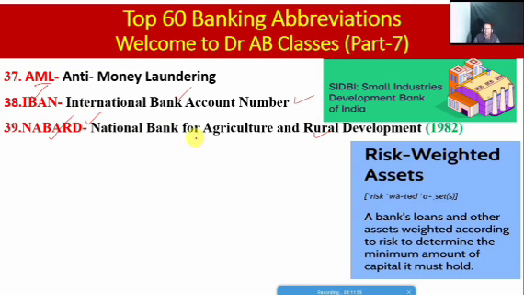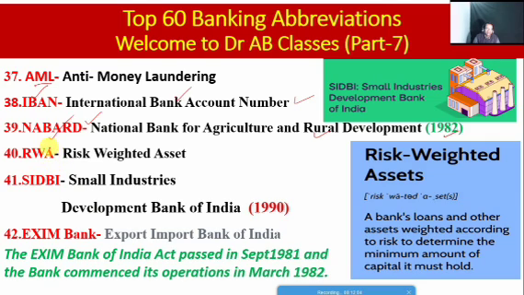Friends, NABARD has been established in which year? 1982. Next one we will see RWA. Friends, what is this? It's the risk weighted assets. So risk weighted assets are a bank's loans and other assets weighted according to risks to determine the minimum amount of capital it must hold. That a bank will face credit risk, liquidity risk and other systematic and unsystematic risks.